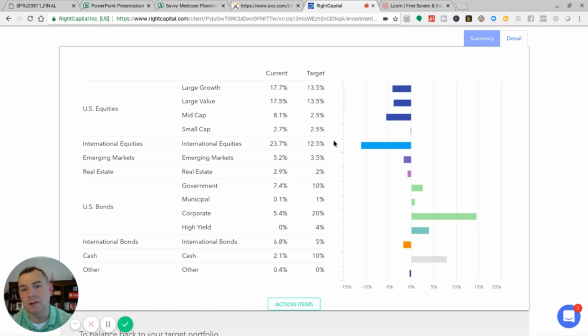I just don't care that much about their target. I just like what they have. They have a target of only 12.5% international. My target is higher. I think international has more upside than domestic simply because the valuations are lower. But I could be wrong. Anyway, Vanguard agrees with me, so I'm going with Vanguard.